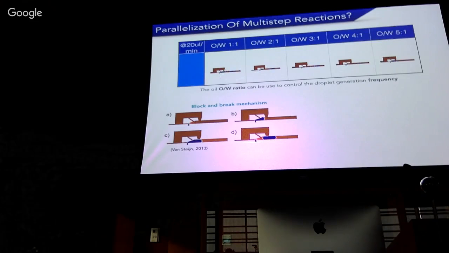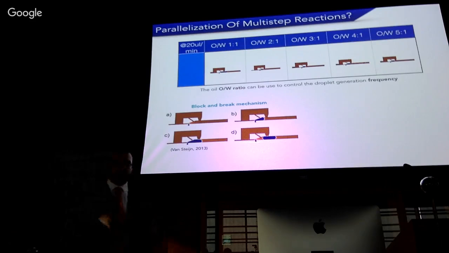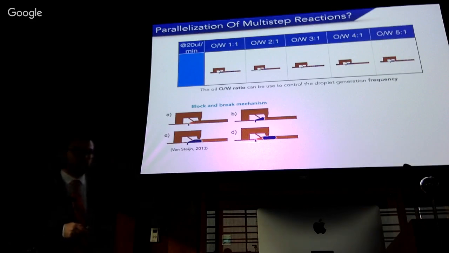So here I simulated different of these devices at different oil and water flow ratios. And what I observed is that droplets are of the same size, no matter the oil and water ratio, and also that you can control the frequency of generation. So 1-to-1 will give you a higher frequency of generation than one that has 5-to-1. You can see that there will be 5 times more oil, more spacing between the droplets.